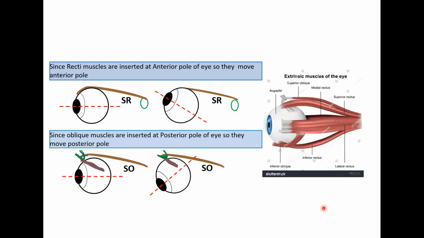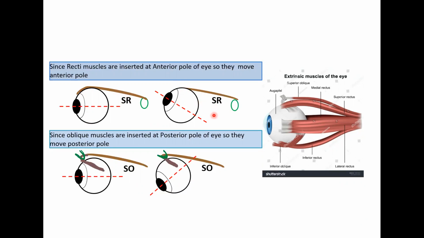Now we will study how these recti and oblique muscles function and how they differ in their mode of action. In this first set of eyes, we can see a superior rectus muscle. As we know, all the recti muscles are inserted at the anterior pole of the eye, or we say they are inserted anterior to the equator. So these recti muscles will always move the anterior pole of the eye. As we can see in this first diagram, the superior rectus runs from the common tendinous ring to the anterior pole. Whenever the superior rectus contracts, it pulls the anterior pole upward.